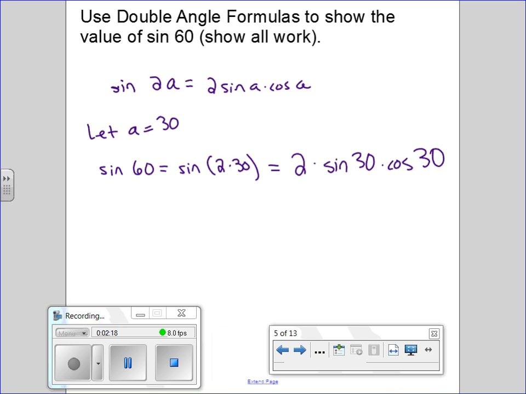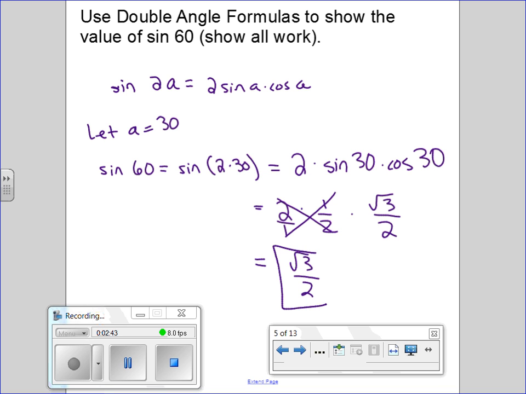You know what time it is? It's unit circle time. What's the sine of 30? 1/2. What's the cosine of 30? And then we're just going to simplify down our fractions. This 2 is technically a 2 over 1. And 2 over 1 times 1 over 2 would cancel each other out and just give me a 1. So my answer is exactly what we expect it to be. We verified the formula worked.